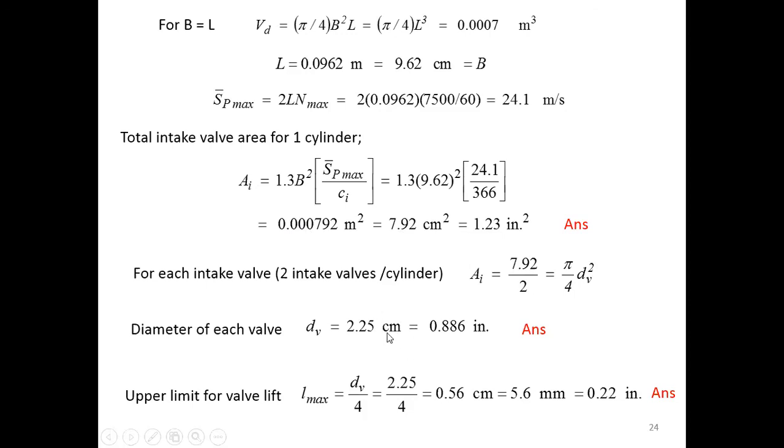Right? This is the diameter of each intake valve in this cylinder. And the maximum valve lift will be what? The diameter divided by 4, equal to 5.6 millimeters. Okay. So this is the example of valve calculations.